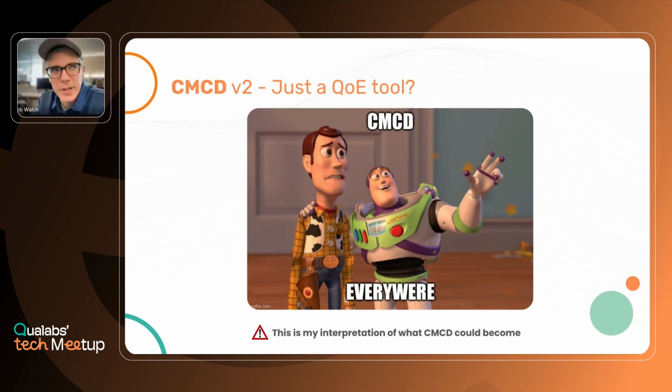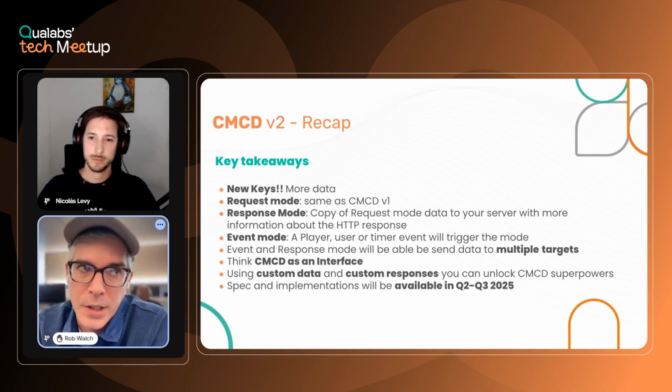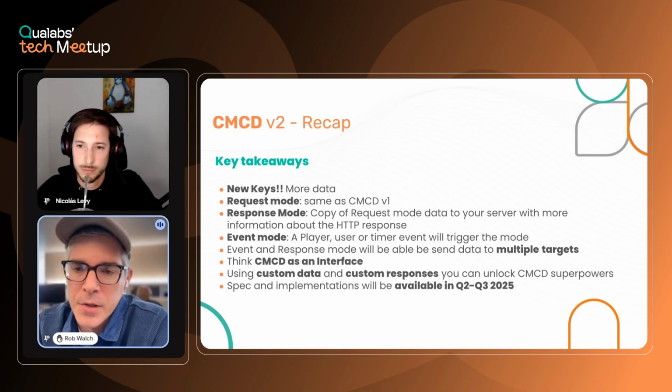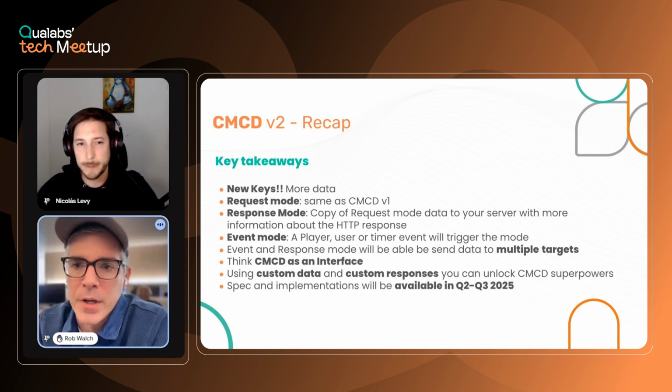Hey, I was wondering if there's some place that documents what each CDN offers in terms of CMCD reporting.